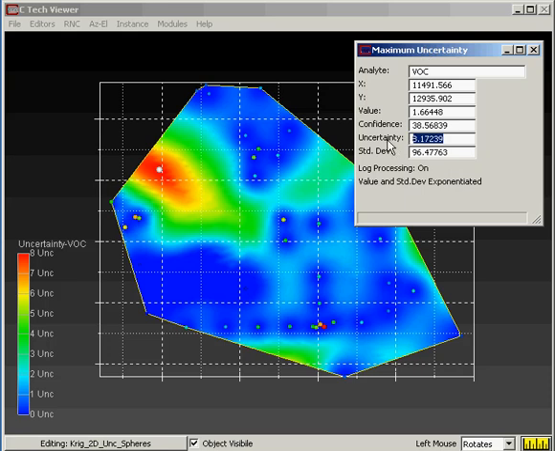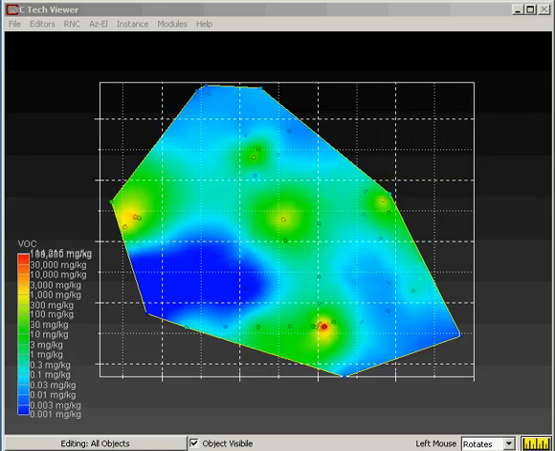And this measure of uncertainty, it's unitless. It really only has meaning when looking at this data set for this site. It is, however, an important measure to pay attention to, and I'll show you why in a few minutes.